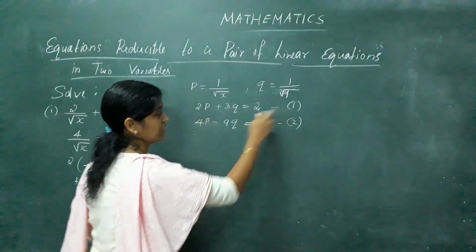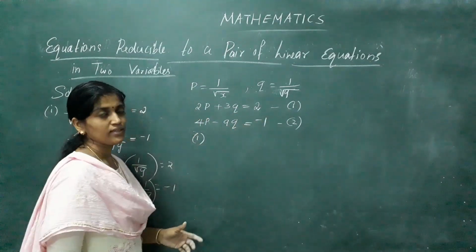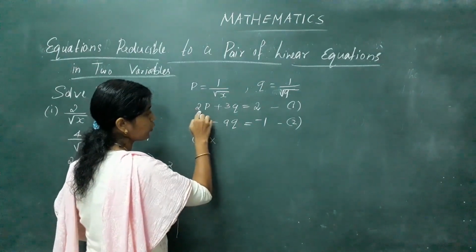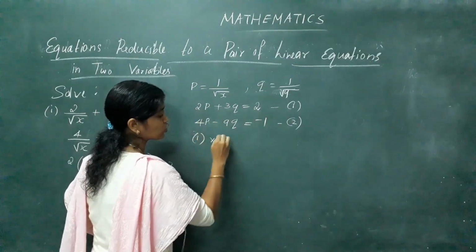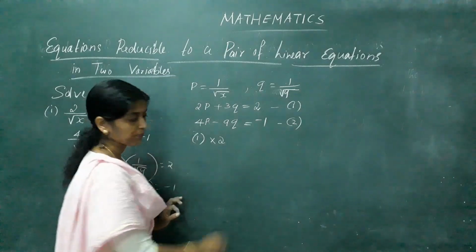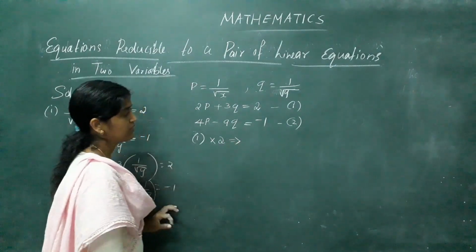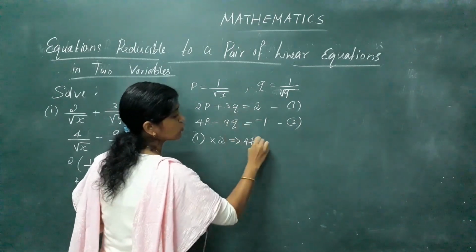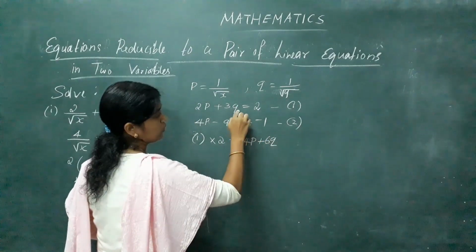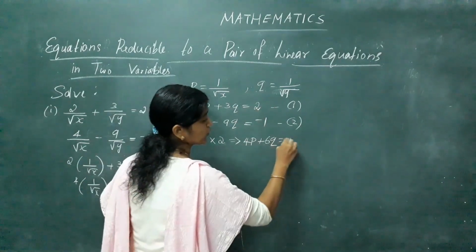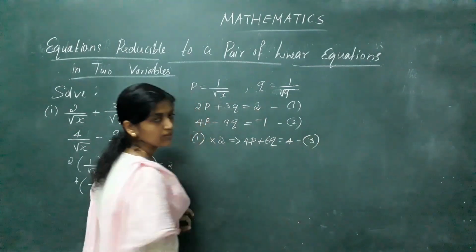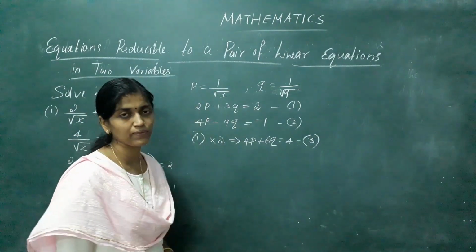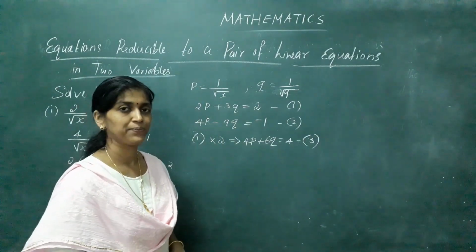Which equation will we take? Equation number 1. See, 4 is a multiple of 2. Just multiply equation 1 by 2 to make it 4. So we get 2 twos are 4, 4p, now 3 into 2, that is 6q. The whole equation you have to multiply, that's equal to 4. Take it as equation number 3. We did not change equation 2 because they are already multiples, as we have seen in our previous classes.